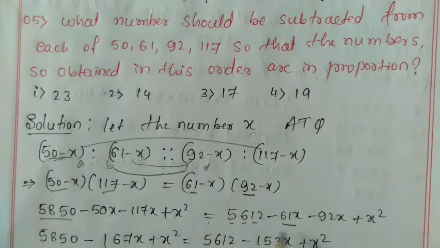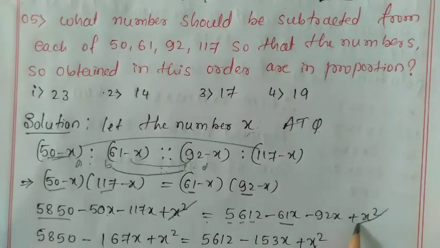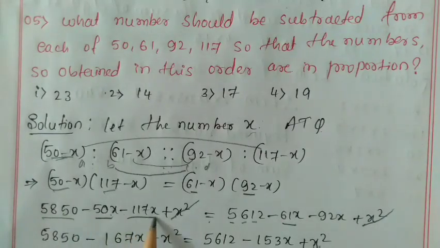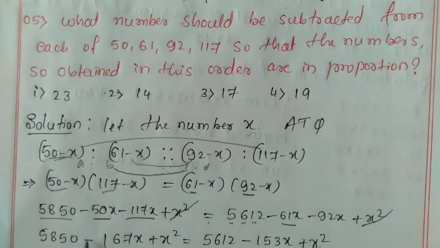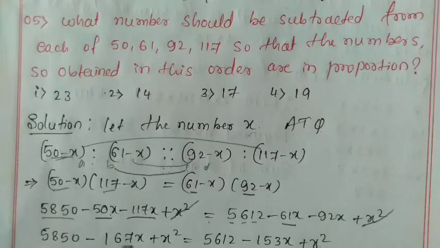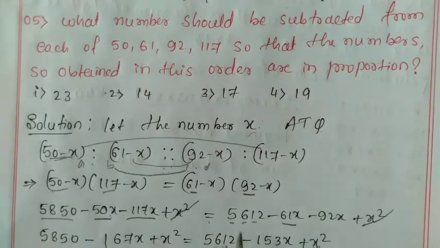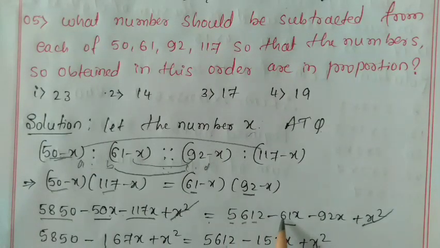Okay, after that you can simplify, then you will get here x value. Okay, here on x square, here on x square, you can cancel these two. Okay, so 50x, this is minus, minus 117x, this is also minus, minus minus you can add and you will get here minus only. 50 plus 117 is 167x, you can write. 5850 you can write as it is. This you can write as it is, that is 5612. Okay, so minus, you can add these two. Minus 61 minus 92 is minus 153x.